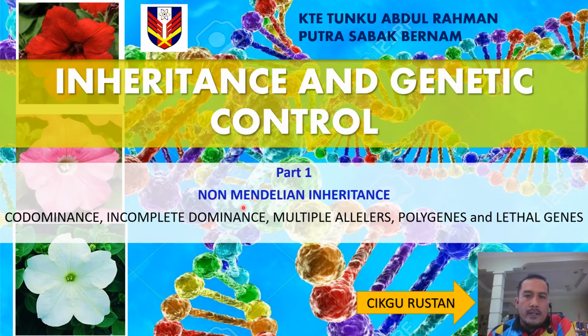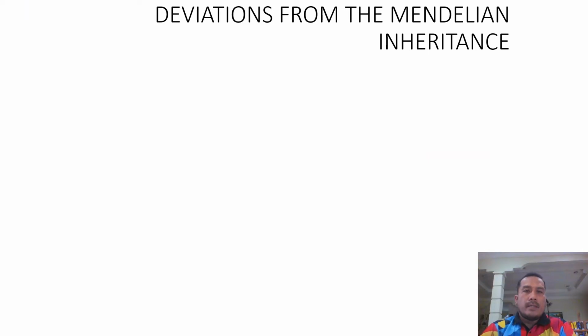Today we continue our lecture Inheritance and Genetic Control in the Non-Mendelian Inheritance Part 1. In this Part 1, we will discuss codominance, incomplete dominance, multiple alleles, polygene and lethal alleles. For Part 2, we will discuss linked genes, sex-linked genes and also genetic mapping. Non-Mendelian means deviation from the Mendelian inheritance.